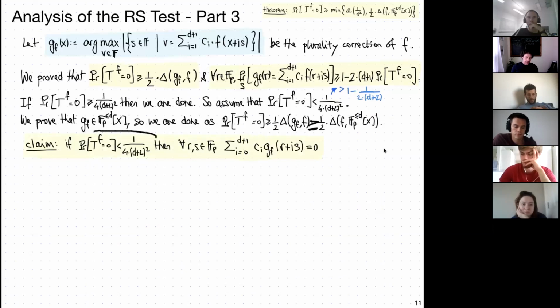It says that if we have this condition, if the rejection probability is not too much, if we don't have too many violations, then what will happen is this condition will always hold. And if the condition always holds, then by the characterization, this is a function of low degree. Okay, so I see here a question.